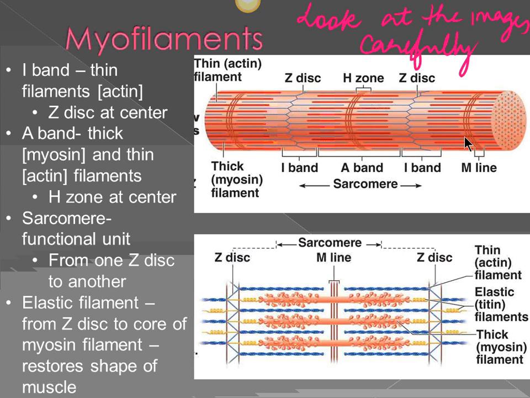Yes. Does the H zone separate the two A bands? No, the H zone is in the center of an A band. See, look at the picture. It's in the center of an A band. It's all one band. It's just a zone in the middle of the band, okay? So the Z disc is the sarcomere. So that's why looking at these pictures is really, really important instead of trying to memorize from your notes.